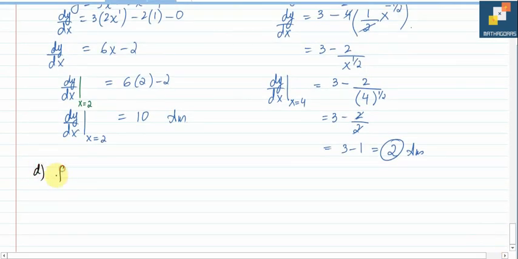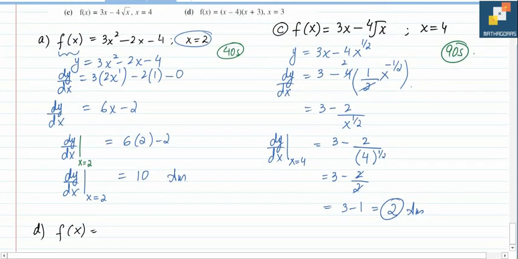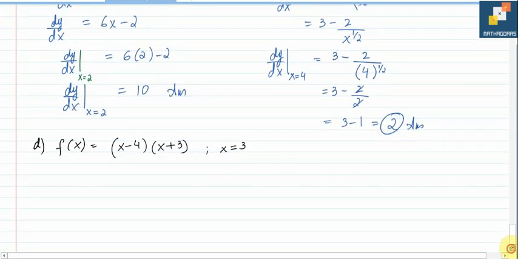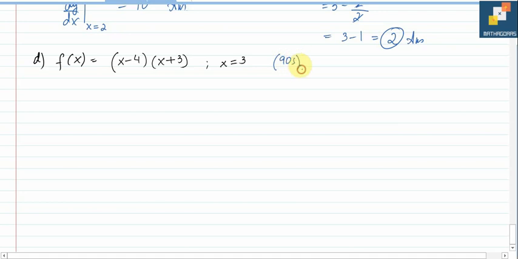Question says f of x is equal to x minus 4 and x plus 3, so (x minus 4)(x plus 3), and the value of x is 3. Very simple question, like the previous two questions. First, you need to give it a try by yourself. Time is 90 seconds. Give it a try.